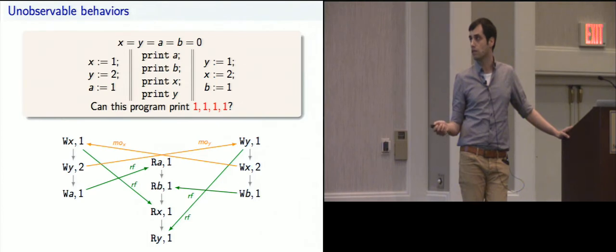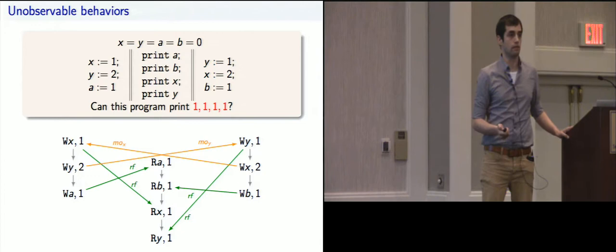So this would be the execution. This is actually the only execution that reads only one. There is not much freedom here. I must take modification order from the write of Y2 to the write of Y1, for example, because when I read Y1, I am aware of this write. There is this path. So modification order must go like this, and similarly for X. And this execution is deemed consistent.